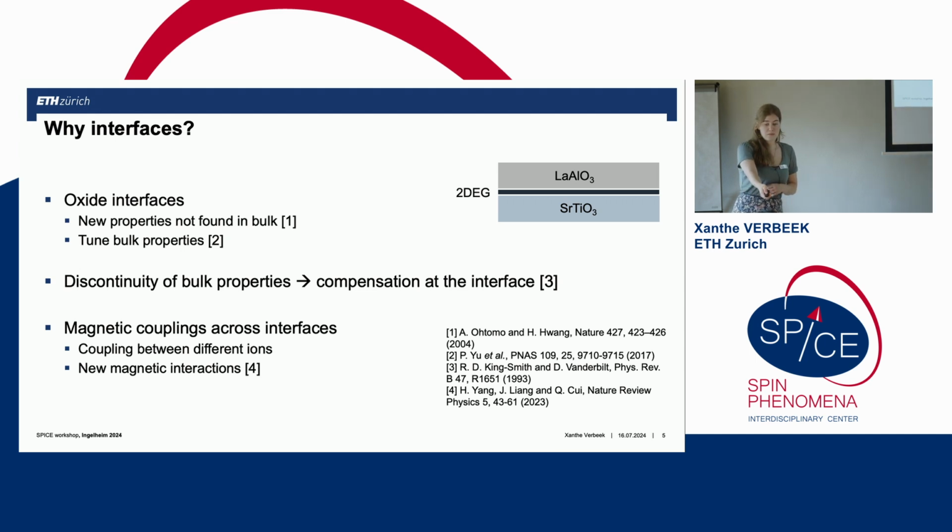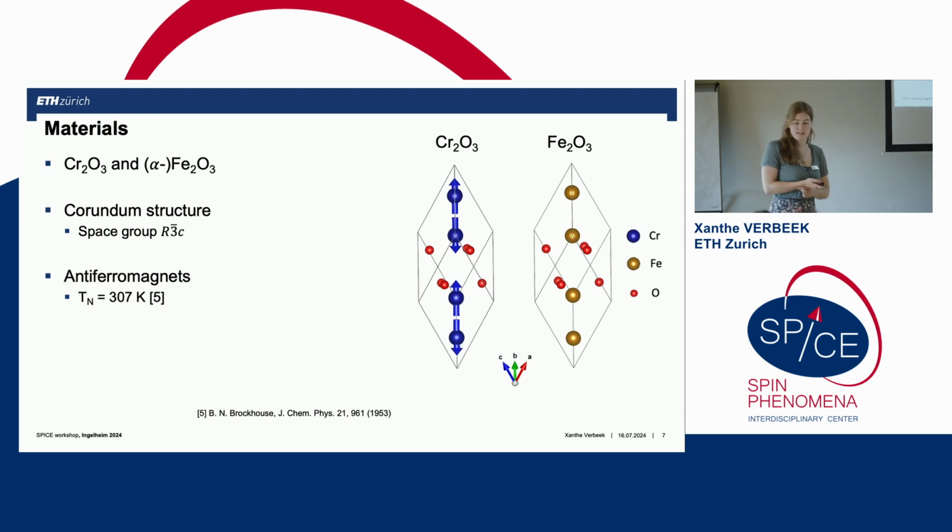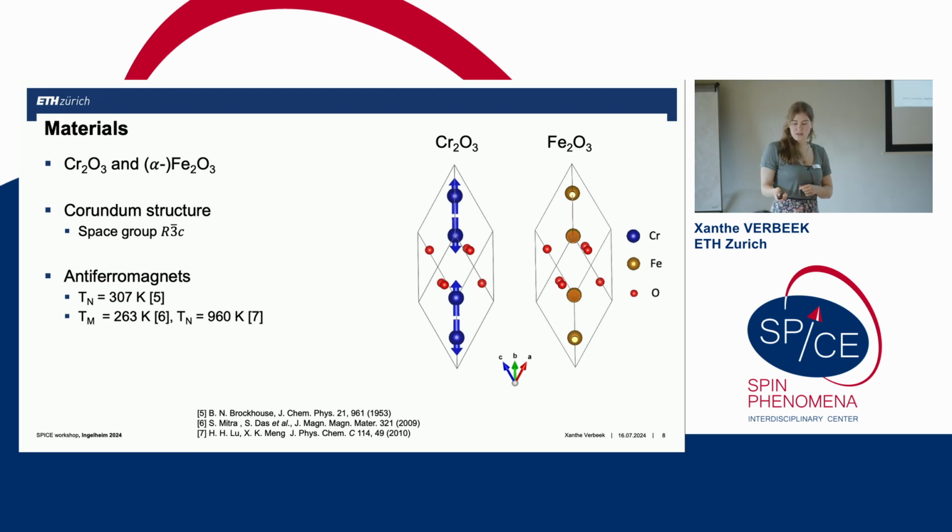The materials I am looking at are two antiferromagnetically ordered materials, chromium oxide (Cr2O3) and the isostructural iron oxide (Fe2O3), and they're both in the corundum structure with the same space group. The chromium oxide is an antiferromagnet, easy axis below 307 Kelvin, and the iron oxide is a bit more complicated. It first orders with the moments in the plane, which we can see slightly better in a different projection of the unit cell, below the Néel temperature, and then in the Morin transition around 263 Kelvin, they reorder to also be easy axis.